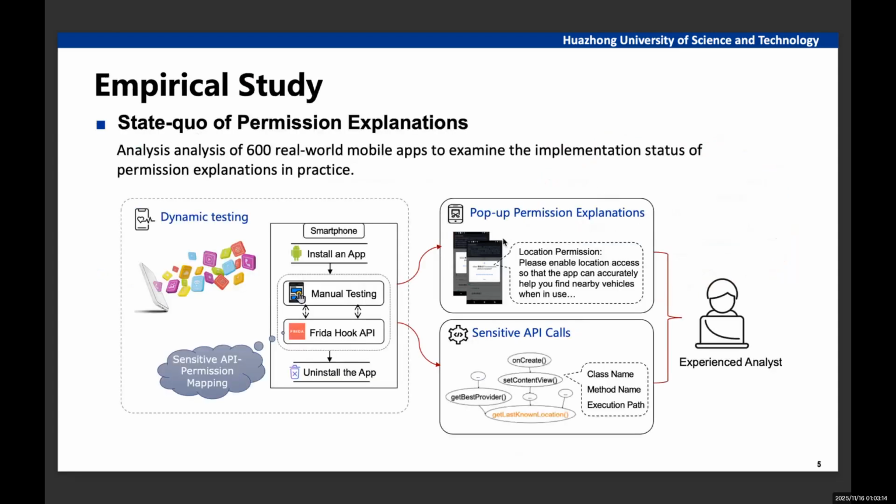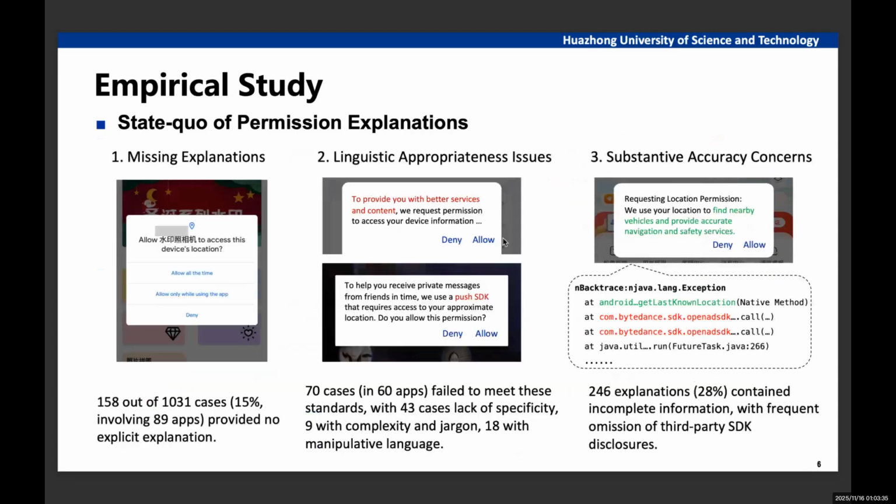So we first conducted an empirical study to understand the current landscape of permission explanation practices. We analyzed 600 mainstream apps, manually tested and explored each app's permission requests, and simultaneously used Frida to monitor sensitive API calls. As a result, we revealed three-layer deficiencies in current permission explanation practices.